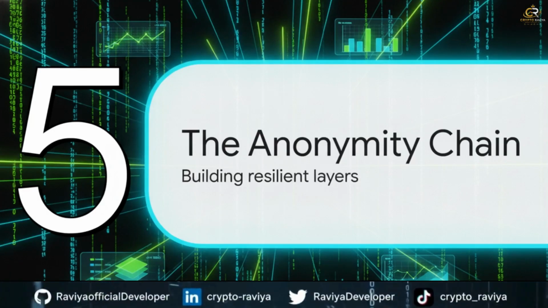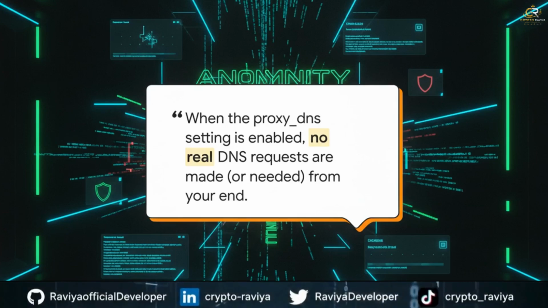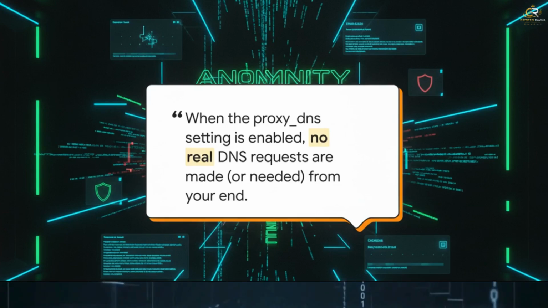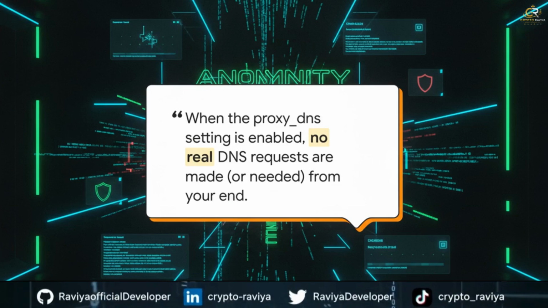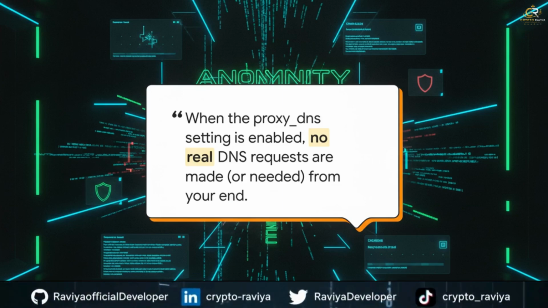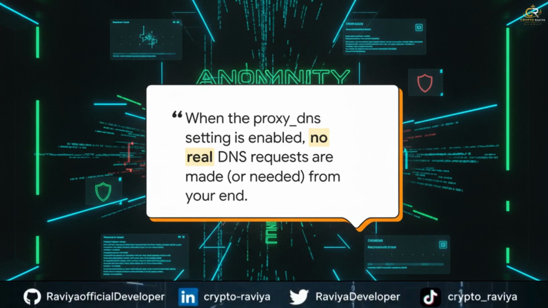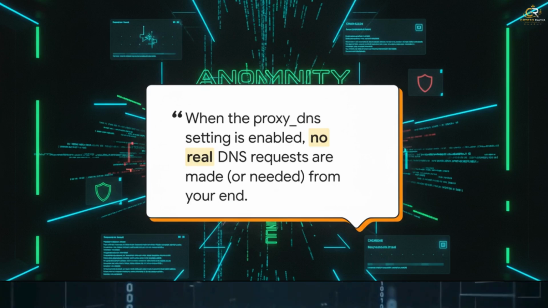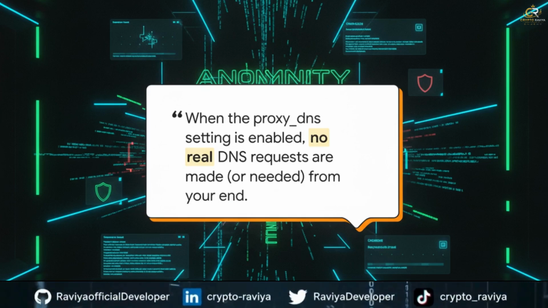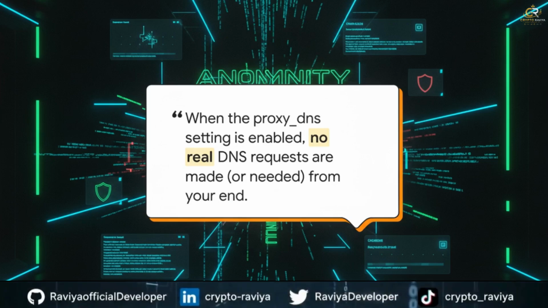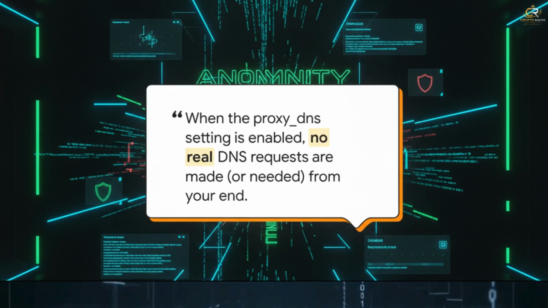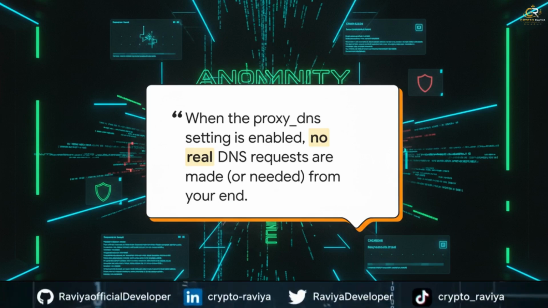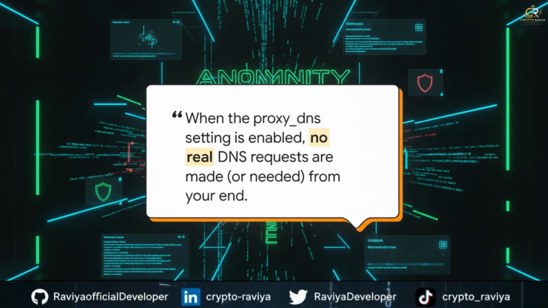Section 5. Forging the anonymity chain. Okay, time to step into the lab. But before we build our chain, we have to talk about the absolute silent killer of anonymity: DNS leaks. You could have the most beautifully constructed proxy chain in the world, but if your apps are secretly bypassing the proxy to resolve host names through your local ISP, your entire browsing history is exposed. We absolutely have to force DNS queries through the tunnel.